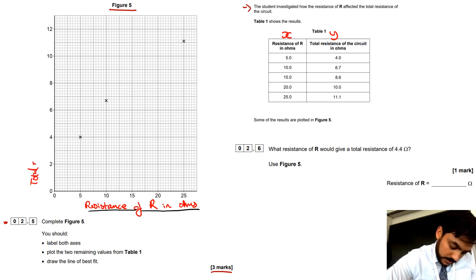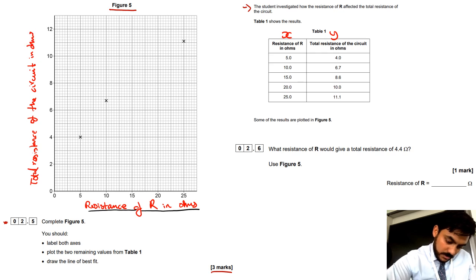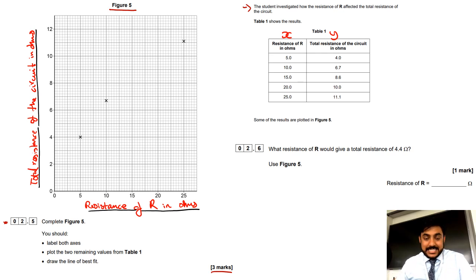Total resistance of the circuit in ohms. Be neater than I am being right here because my handwriting on this tablet isn't as neat as it ought to be. So we can tick that off. We've done that. Plot the two remaining values from table 1.